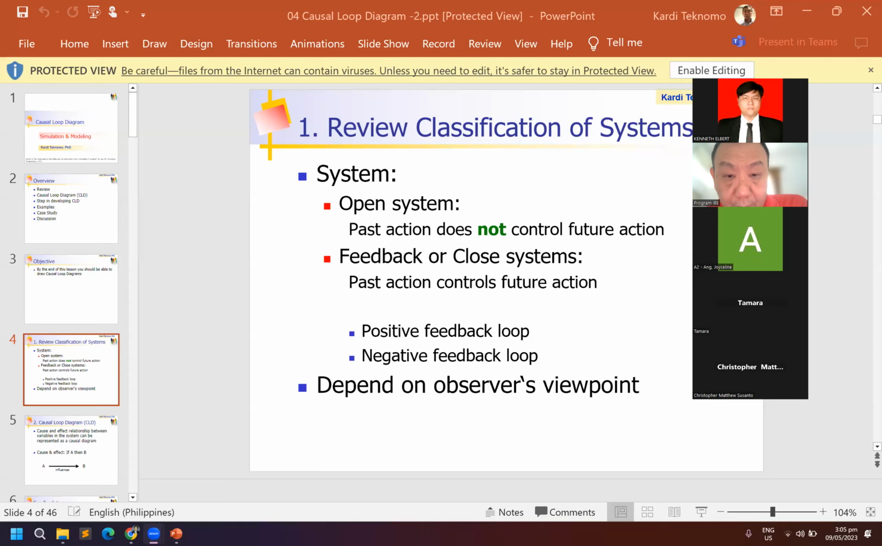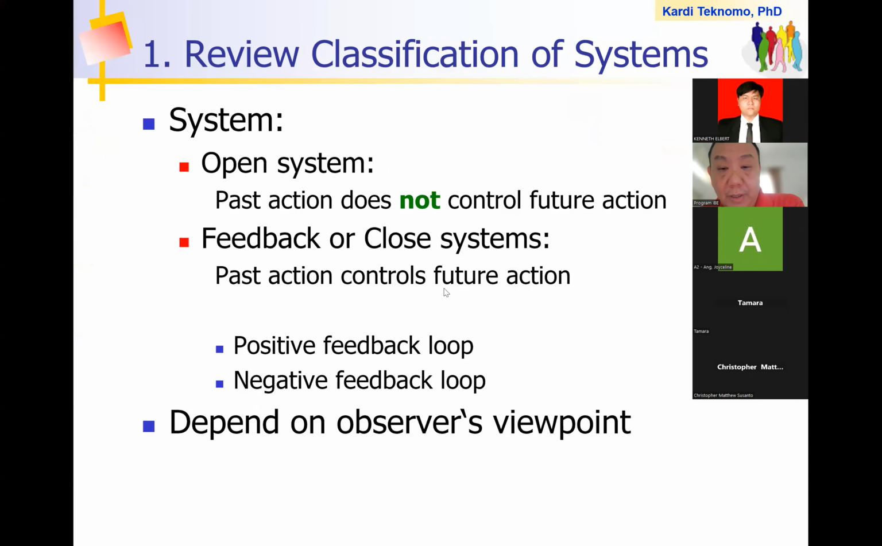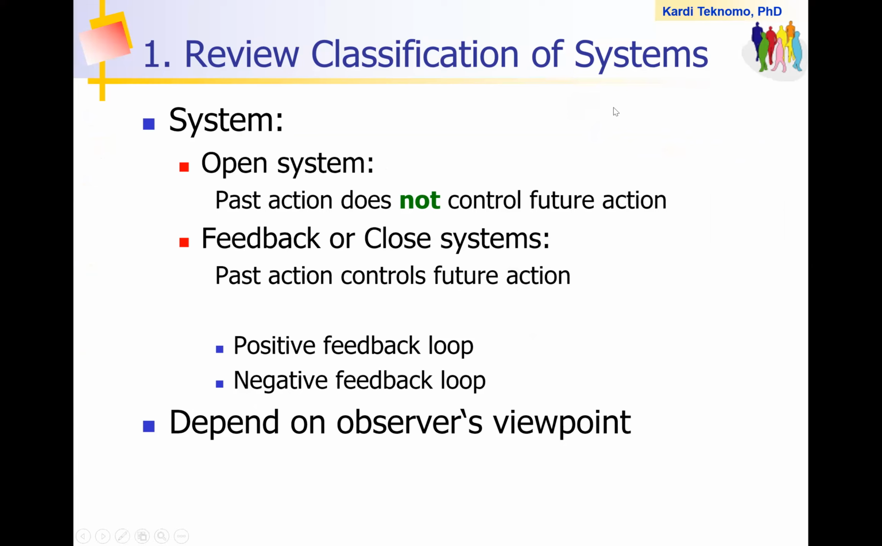So, what was our discussion last meeting? It was about the two types of systems. A system can be either open or closed, right? You remember? Open system means the system where the past action does not control the future action, right? So this is something that we don't really want.